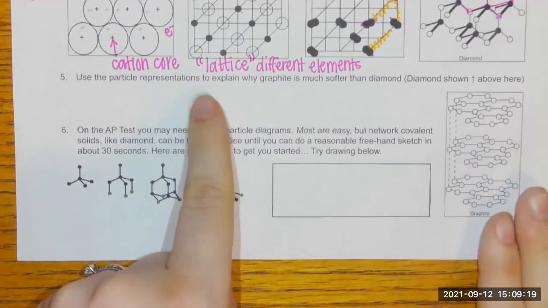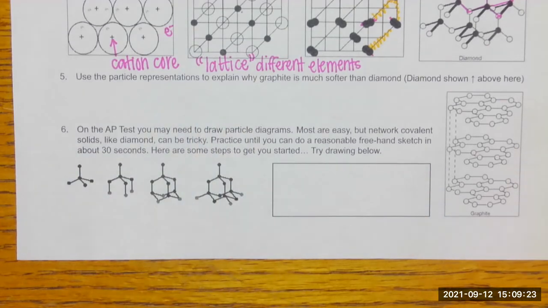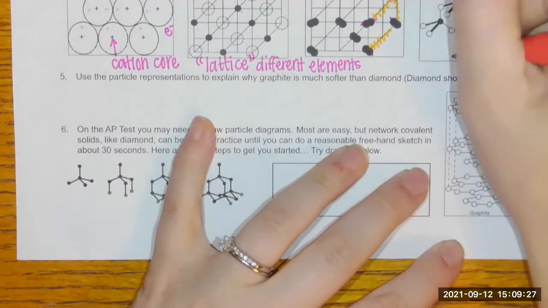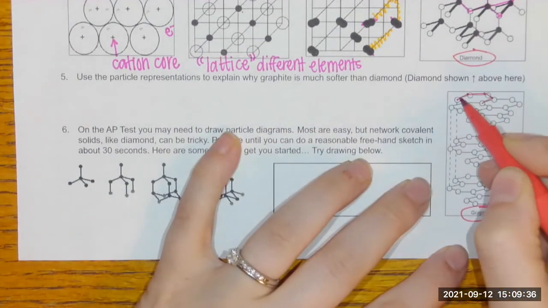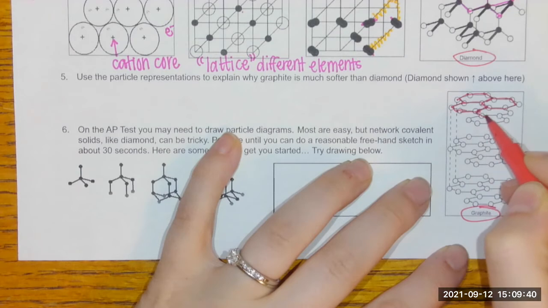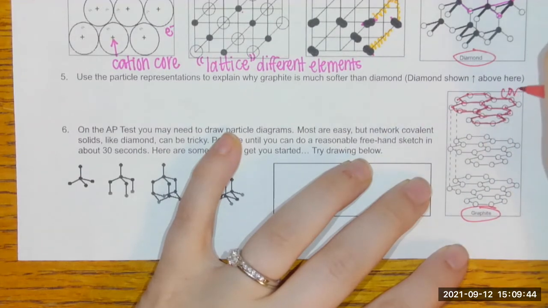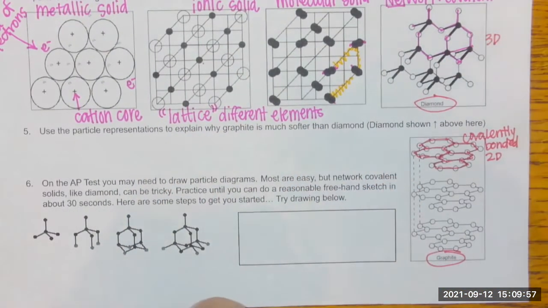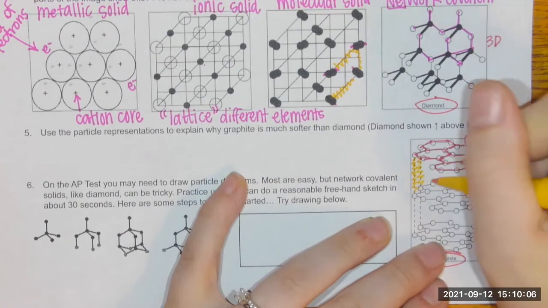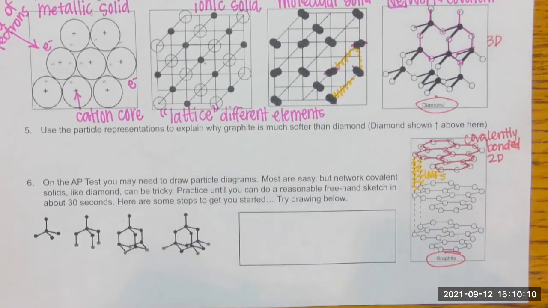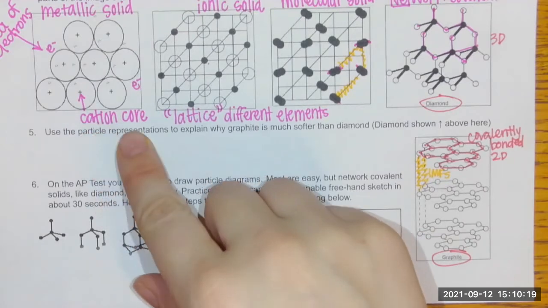Use the particle representations to explain why graphite is so much softer than diamond. So diamond is here, graphite is here. This one we already talked about a little bit. They're both network covalent because they have a net system. All of it's covalently bonded together. But since graphite has a 2D structure instead of a 3D structure, it does not link to itself super great on the different levels. So we have IMFs that come through to stick the two-dimensional shapes together. Make sure you explain that using the particle representations.